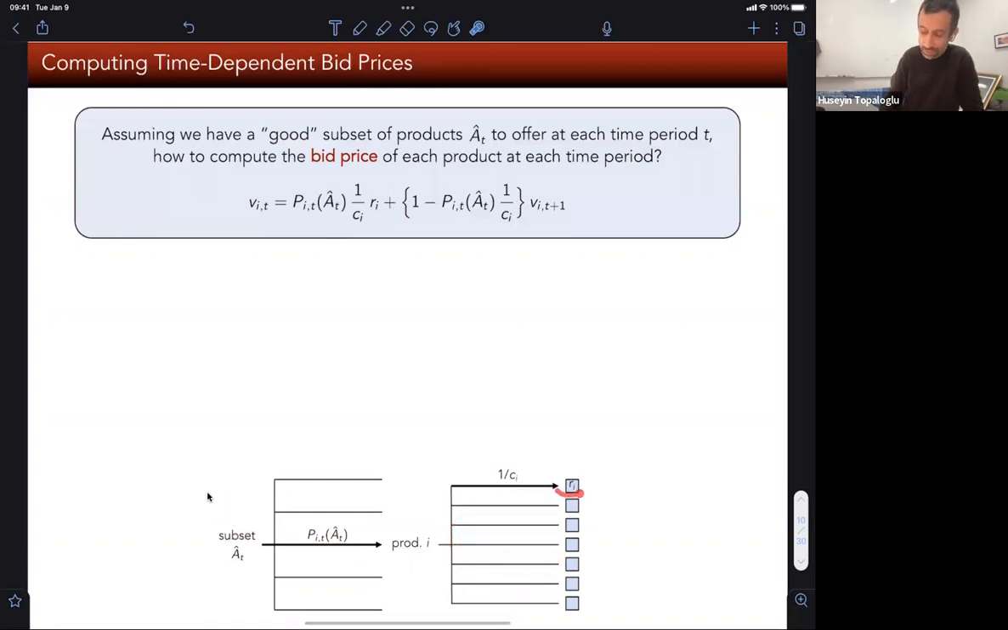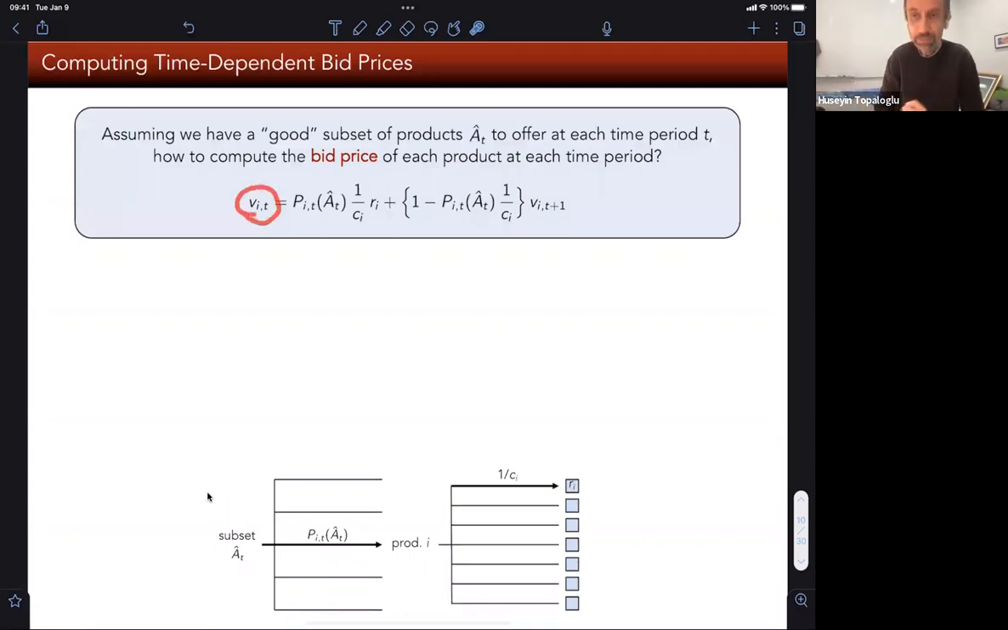If the customer hits the unit that I'm interested in, then I'm going to grab a revenue of RI from that unit. If the customer doesn't hit the unit that I'm interested in, then that unit is going to be available at the next time period. So let me take this cartoonish argument and let me write that cartoonish argument in mathematical notation.